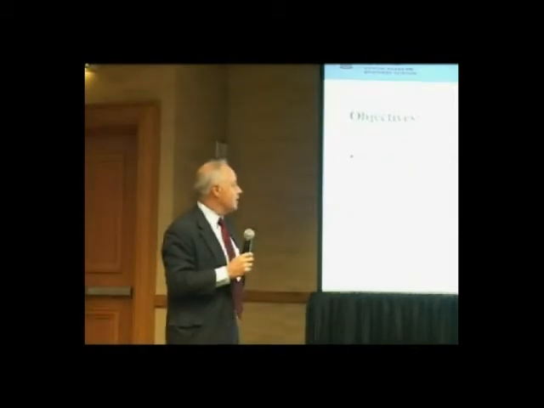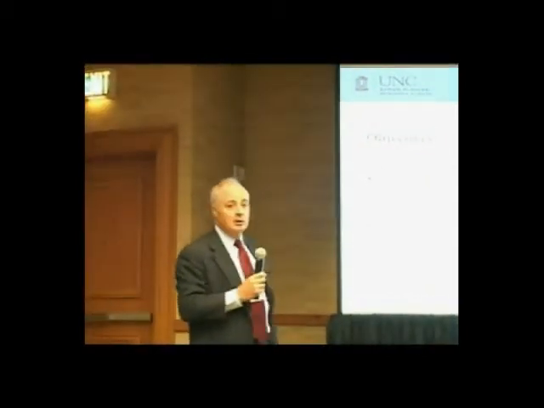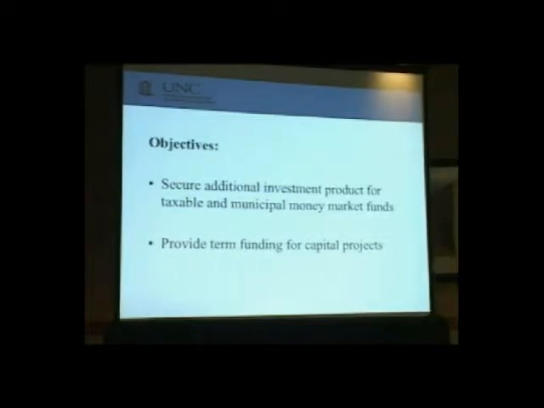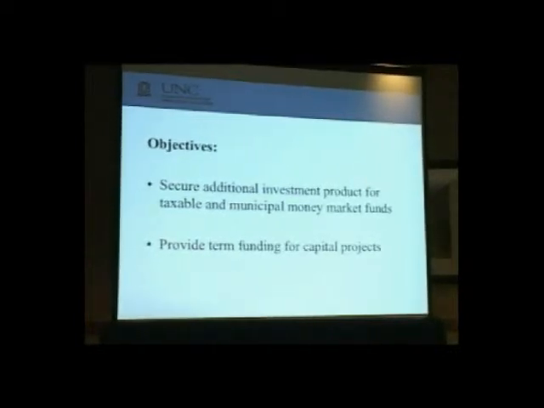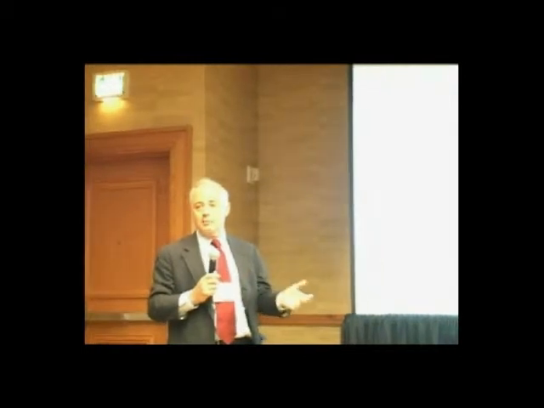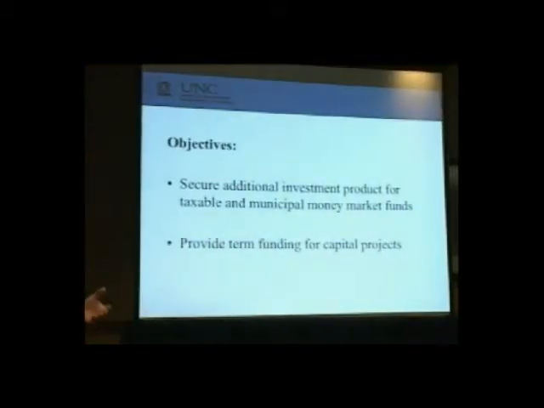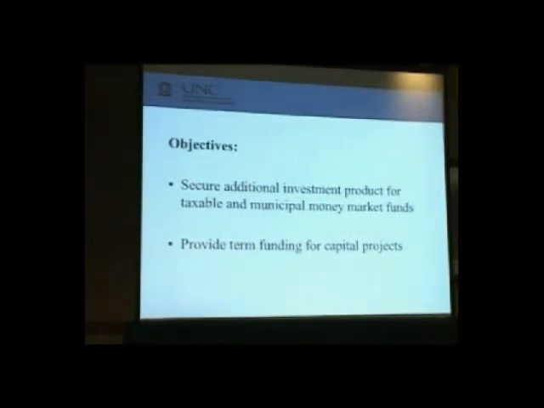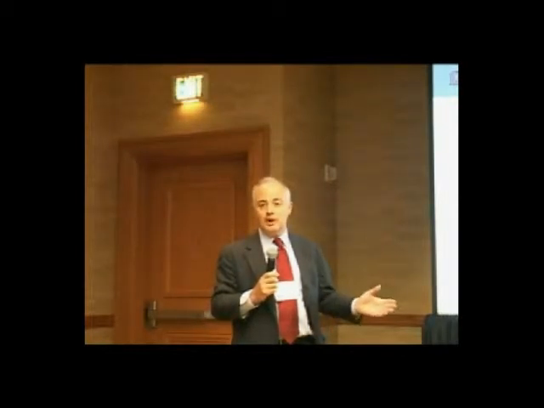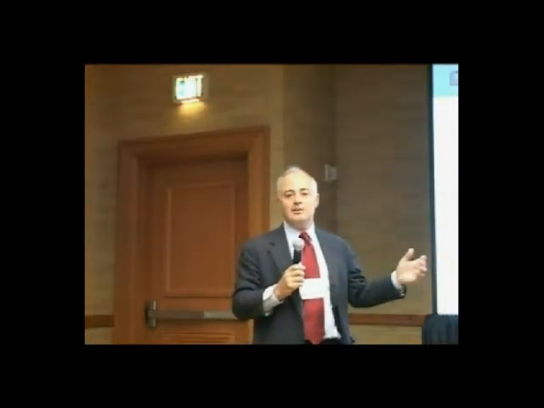Next slide, please. Okay, the objective is to secure, in other words, these products are created for a purpose. And the purpose is to secure investment product for taxable and municipal money market funds. These funds can invest in commercial paper. They can invest in variable rate demand bonds, which are remarketed, like the Denver public school systems. They could also invest in term financings. So they could invest in something, for example, that is a 10-year issue, and the interest rate changes with LIBOR, but it never gets remarketed. It's held by the original investor until that investor decides to sell it.